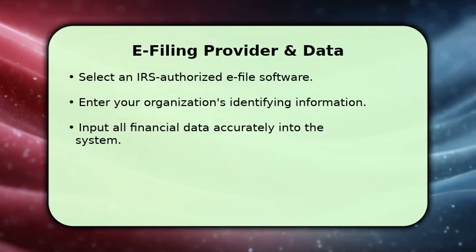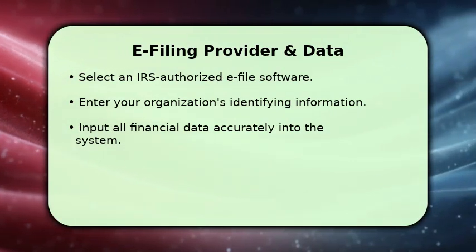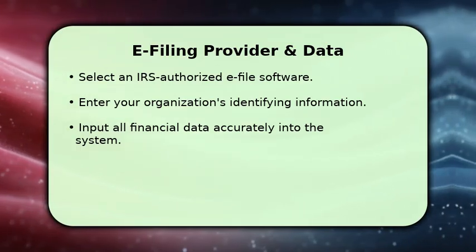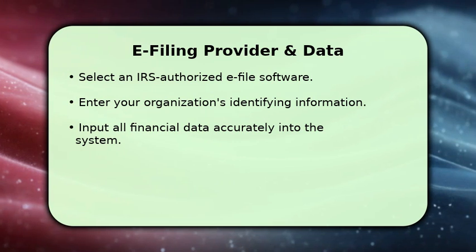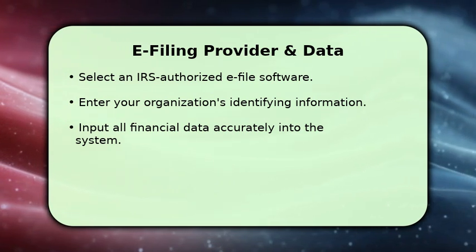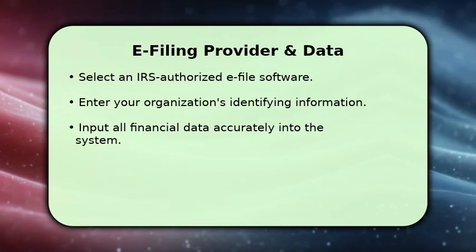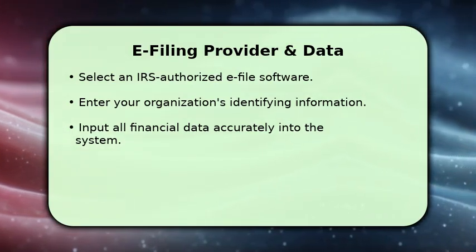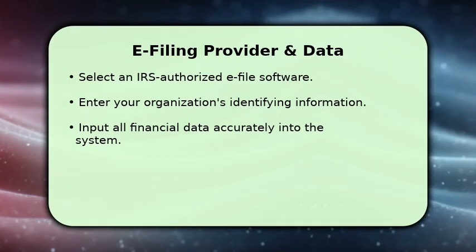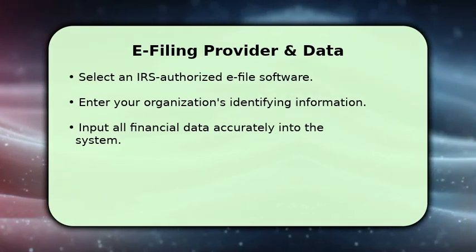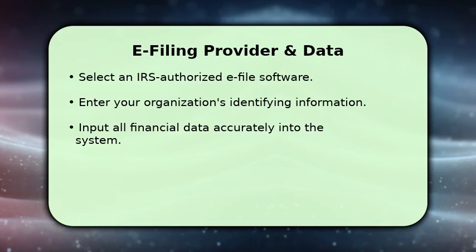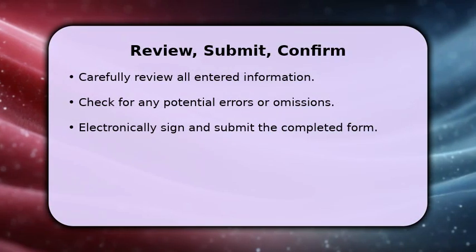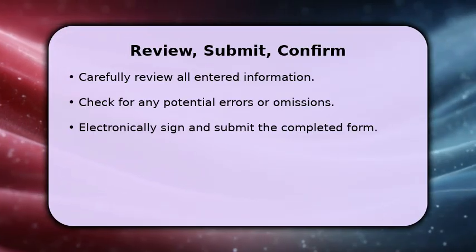Next, choose an IRS-authorized e-file software or service. Many reputable providers offer user-friendly platforms for Form 990Z. Once selected, you'll enter your organization's employer identification number, name, and address. Carefully input all your financial data, ensuring accuracy. Don't forget to attach any necessary schedules or statements as prompted by the software, such as Schedule A or Schedule B. The final steps are critical for a successful submission.